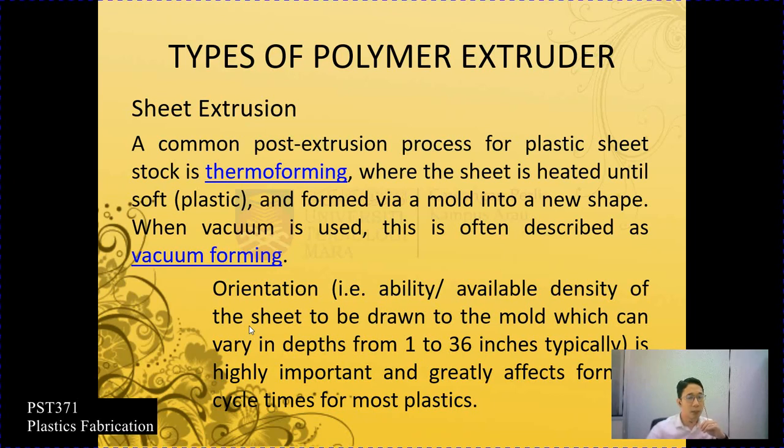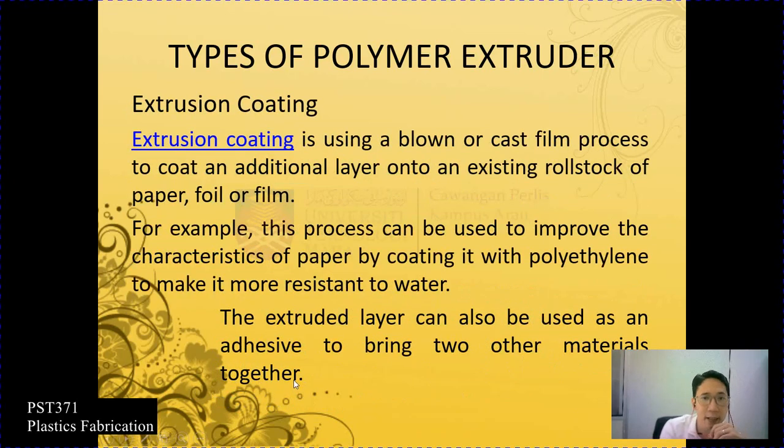Okay, what is thermoforming? Thermoforming perlukan plastic sheets untuk produce a final product. The orientation is the availability, density of the sheets to be drawn off the mold, which can vary in depths from 1 to 36 inches typically, is highly important and greatly affects forming cycle time for most plastics. And then we have extrusion coating. What is extrusion coating? Extrusion coating is using a blown or cast film process to coat an additional layer onto existing rollstock of paper, foil or films.